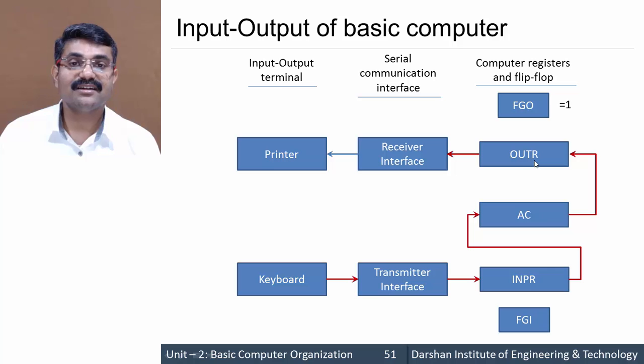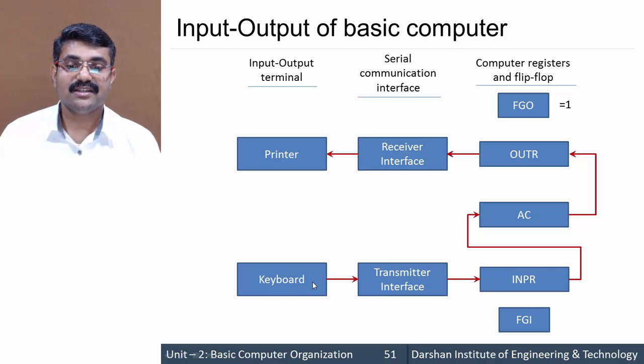What it means is that now the outer register is ready to take another output from the accumulator. So by that time, the receiver interface will transfer its data to the output device. So this is how the input-output system of a basic computer works. Let us have a brief recap again.